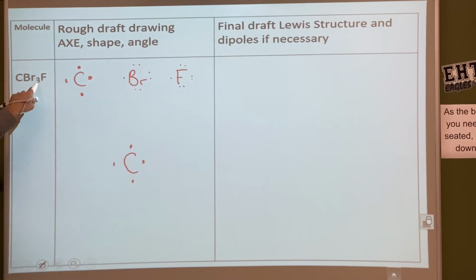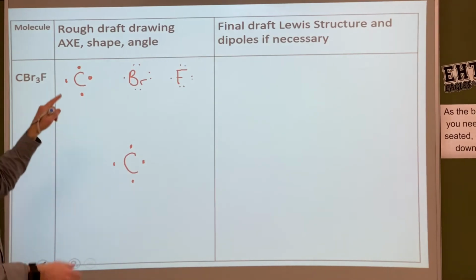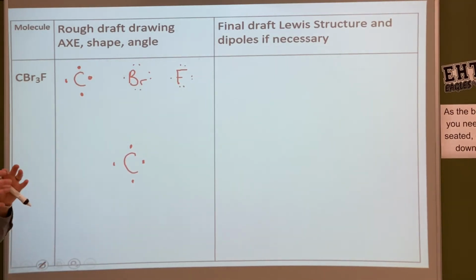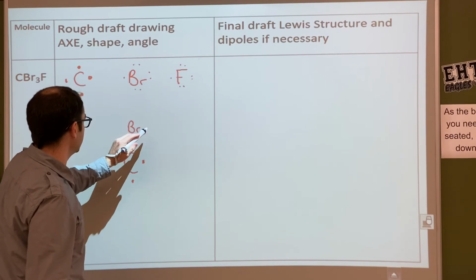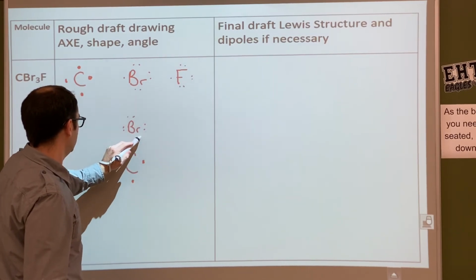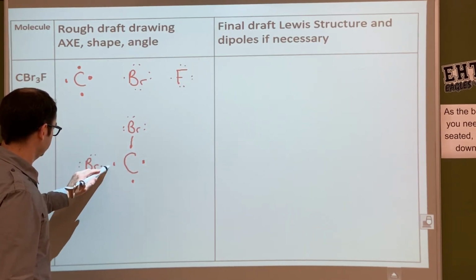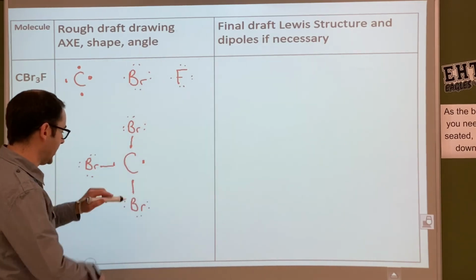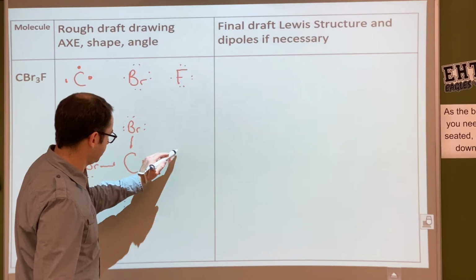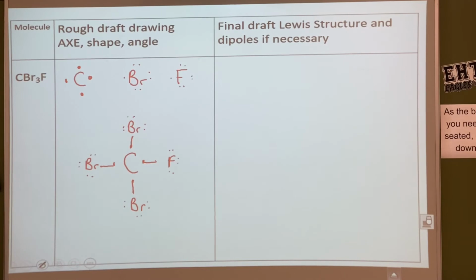Because we have 3 bromines and we have 1 fluorine. Now, with this one, it doesn't matter where you put them, but if it was 2 and 2, you would put the similar ones next to each other, okay? But again, there's 3 and 1, so it doesn't matter. You can put them wherever. And you could put your fluorine on any side, it doesn't matter. Okay, so that's a rough draft.